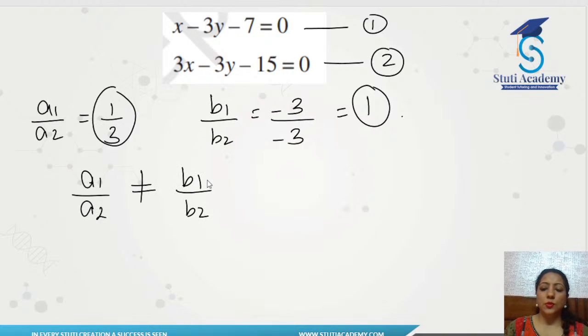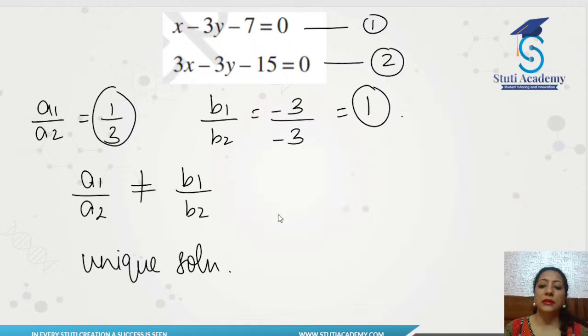They are unequal. So when we get both of them unequal, we need not worry about c1 upon c2. That's not required to calculate in this case. So we can say that the given set of equations has unique solution. Yes, we have solution and exactly one solution. So the pair of linear equations is consistent in this case. Now let's discuss the next one.